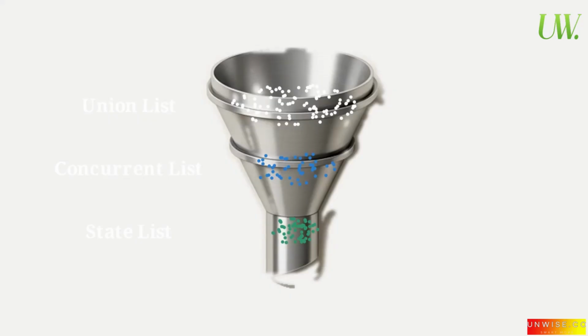If a conflict arises, the hierarchy is absolute. Union law takes precedence over both lower tiers, and a central law in the concurrent list will physically overwrite a competing state law. Then there is Article 248, which governs residuary powers. Any new or undefined subject, like a future technology, is vacuumed straight to the top tier, granting Parliament exclusive authority to regulate it by default.